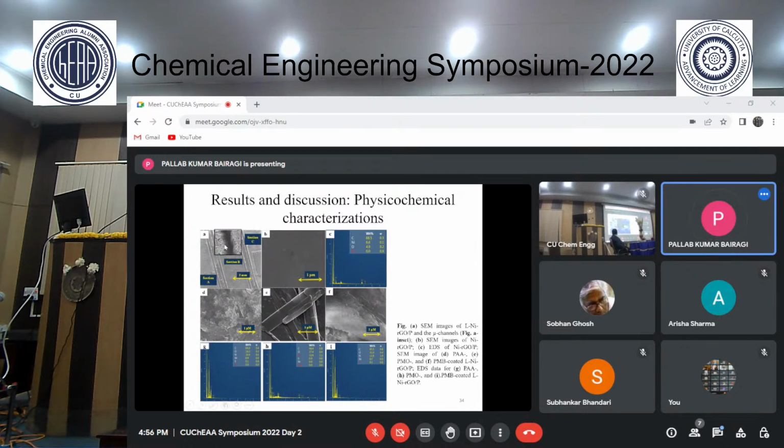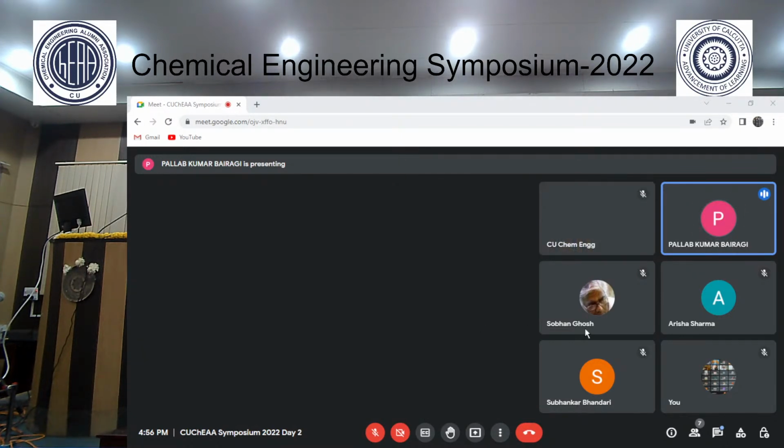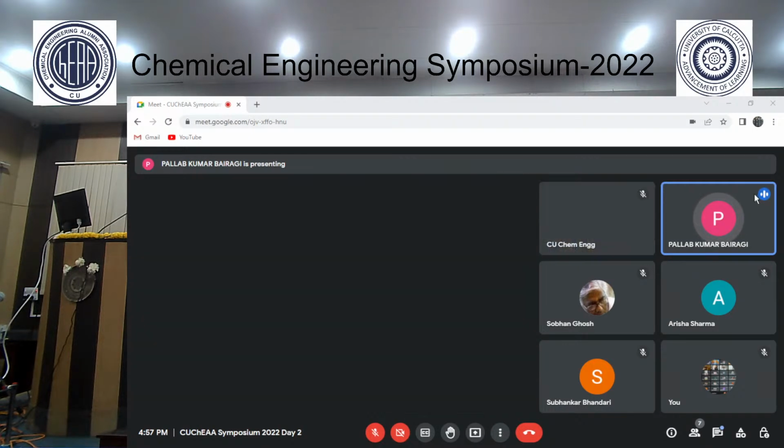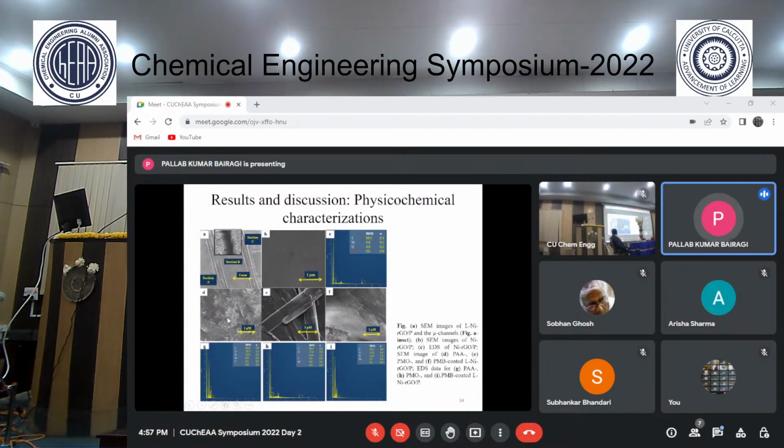This is the inside of the microchannel we engraved at the surface. This is the smooth surface of the electrode developed in the study, NiRGOP. These three are representing the formation of electropolymers at the surface of the electrode. The first one is representing the growth of polyacrylamide. The second one is the growth of polymethyl orange, and the third one is the growth of polymethylene blue at the surface of the electrode.